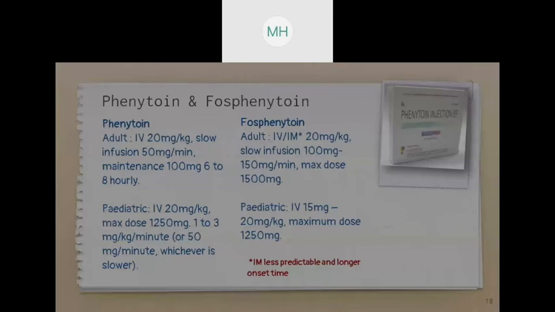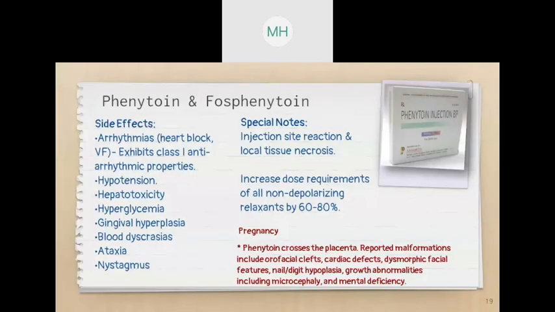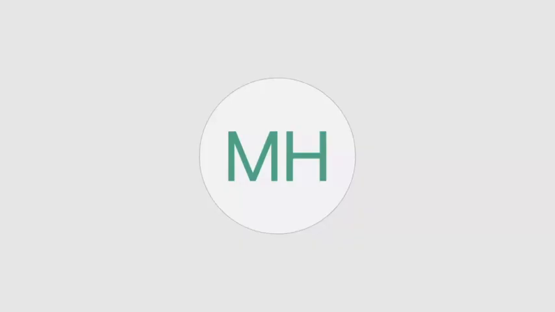The side effects of phenytoin, as we know, are arrhythmia, heart block, and VF. Especially for patients who came with heart block or any arrhythmia, we have to be really careful when we give phenytoin to them because it exhibits class 1 anti-arrhythmic properties. Then there are hypotension, hepatotoxicity, and in the longer term, gingival hyperplasia and so on. When we give fosphenytoin IM, you can have injection site reactions and sometimes local tissue necrosis, even with IV lines. Sometimes we just have to be careful. It also crosses the placenta, so be careful in a pregnant lady.